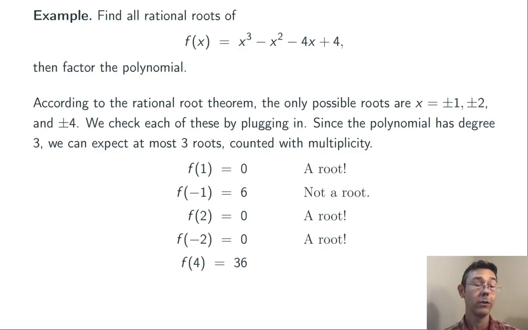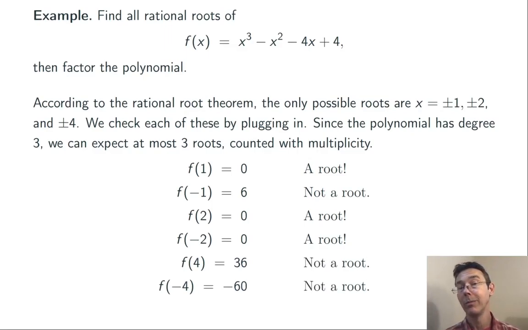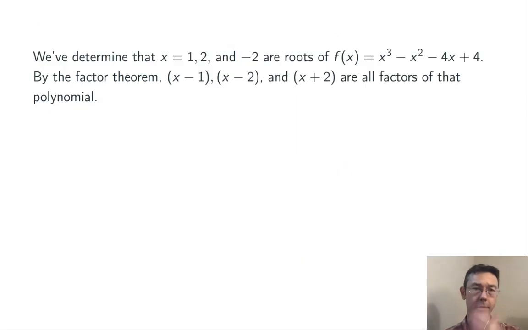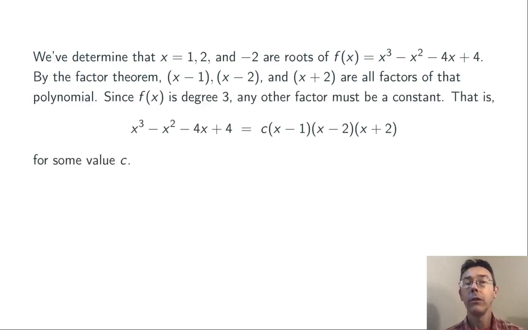F of 4 is 36. That's not a root. And f of negative 4 is 60. So that's not a root either. So far I've determined that x equals 1, 2, and negative 2 are all roots of this polynomial. And so by the factor theorem, x minus 1, x minus 2, and x plus 2 are all factors of the polynomial. Since it's a degree 3 polynomial, if there's any other factor, it has to be a constant.